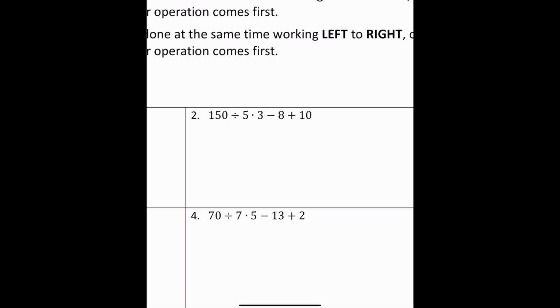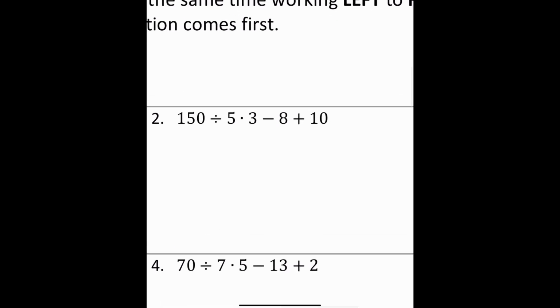All right, so number 2, we have 150 divided by 5 times 3 minus 8 plus 10. Do we have any parentheses? No. Do we have exponents? No. But I do see multiplication, division, addition, and subtraction. So we're going to go ahead and work on those.